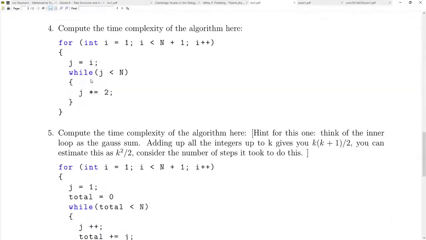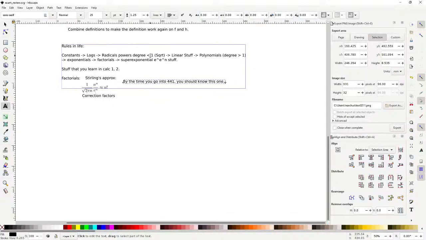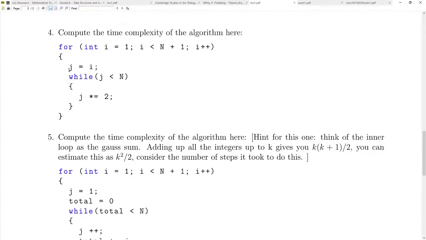What about this one? Oh, this one's a little tricky. Remember, big O is calculating how many times this while loop is going to run. With a for loop, it's easy because you know this is just going to run n plus 1 times. How many times is this while loop going to run? Let's just pretend that i is equal to 1. Yeah, you can set i equal to all the other numbers, but let's just set i equals 1 and see what happens. So if i is equal to 1, what are we going to get?